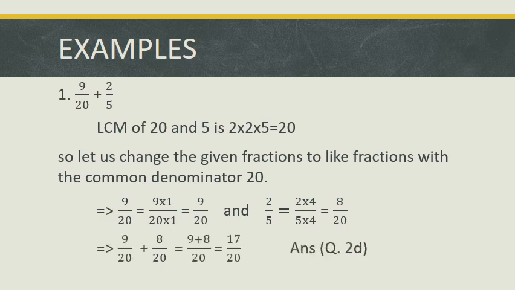Now, children, add these two fractions. You know, we have already learned just now how to do the addition of two like fractions, right? So, 9 by 20 plus 8 by 20 is equal to the sum of the numerators, which is 9 plus 8, upon the common denominator, which is 20, and which is coming as 17 by 20. So, this is our final answer. And children, this question is question number 2D of your exercise 7D.